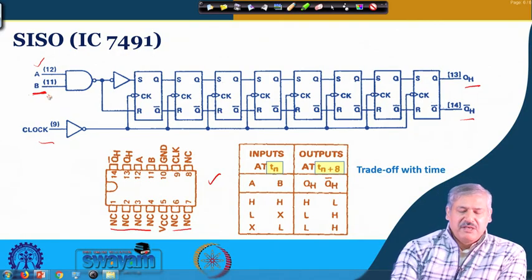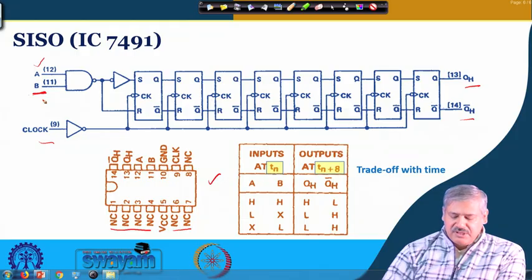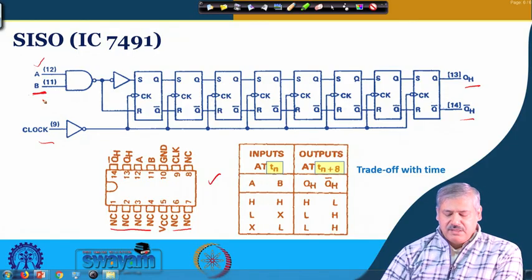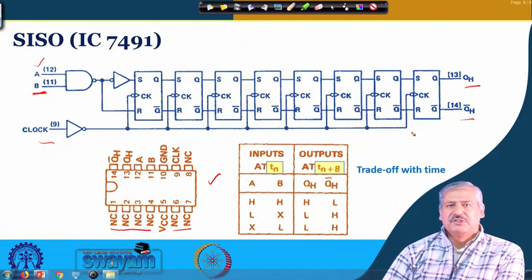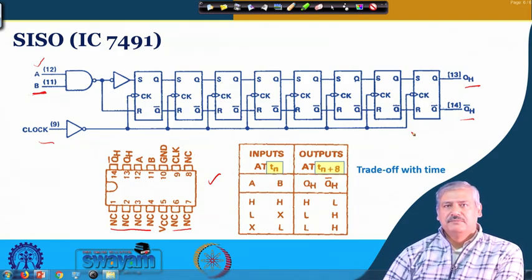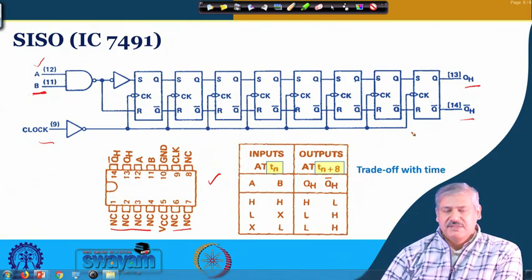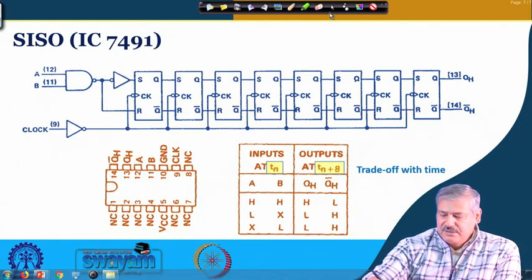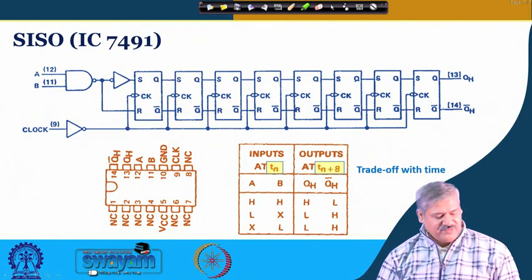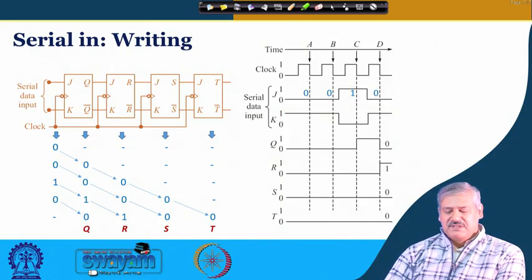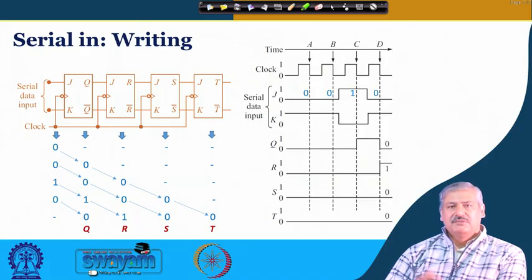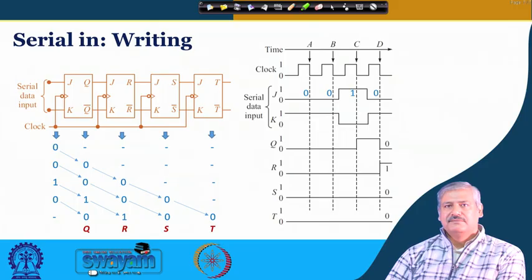So, with B kept at 0, control input, and if you feed the clock, then after 8 clock cycles, all of them will take the value of 0. Is it fine? Understood how this is organized? Now, let us look at how such a SISO thing can be used for writing.